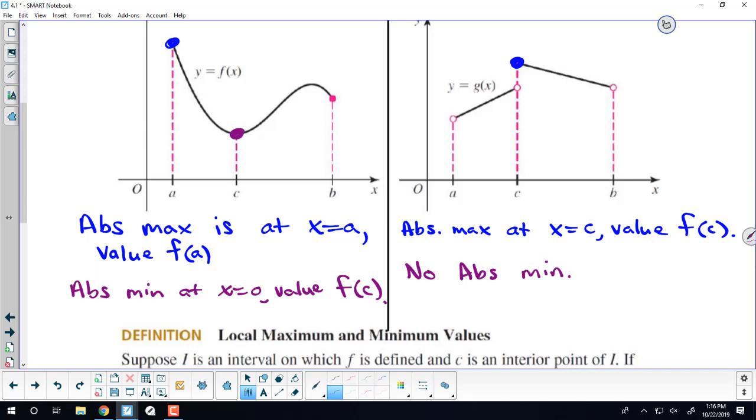And again, we see that we can't guarantee both for that figure on the right because we don't have the function defined on a closed interval, right? It's defined on the open interval from a to b, and it's not a continuous function. So it violates both conditions of that previous theorem. Does anyone have any questions on that?